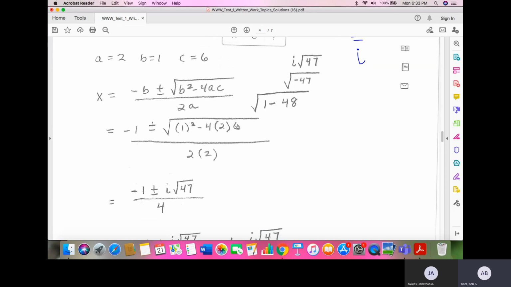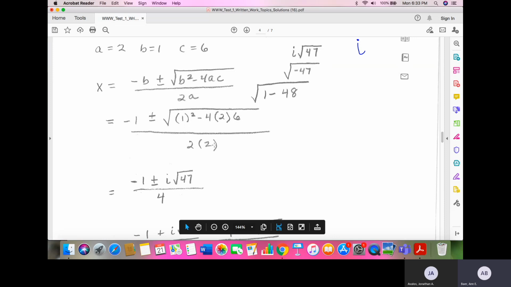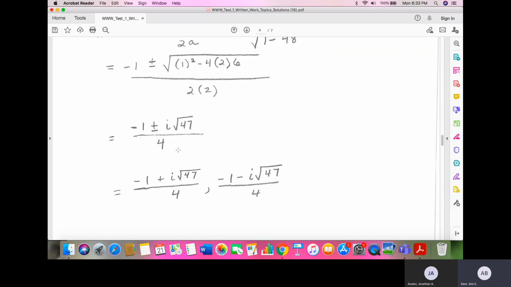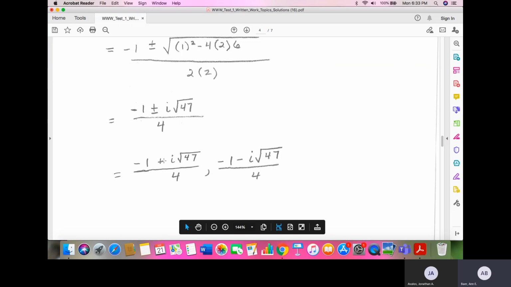So what do we need to do now? -1 plus or minus i square root of 47, now over 2 times 2, which is 4. There's nothing we can factor out here, so there's no chance of simplifying it. So Alex just wants you to separate the answers. They don't want you to leave it like this. They want the one with the plus sign stated separately from the one with the minus sign in the middle.